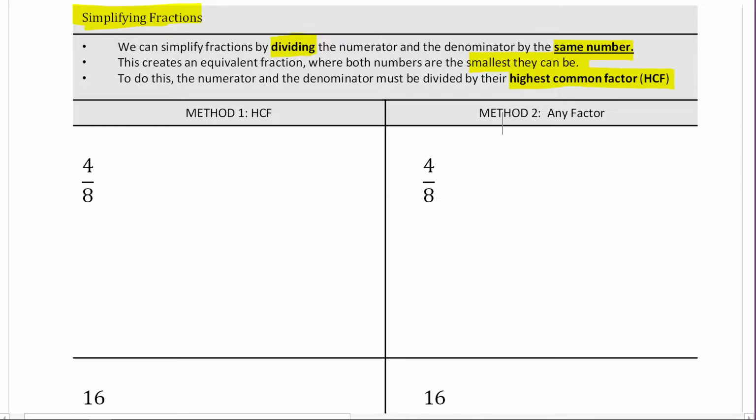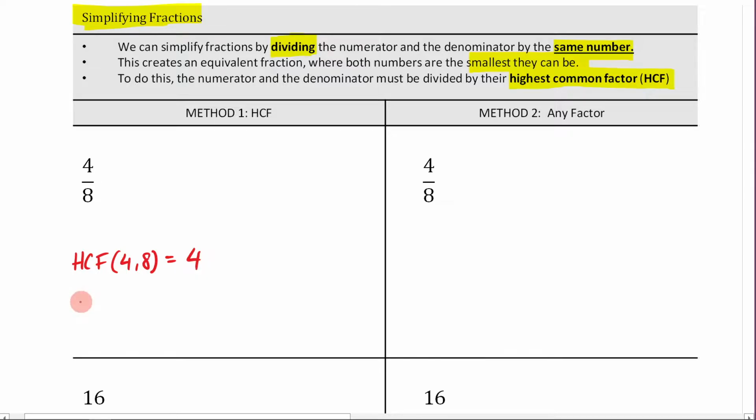So we're going to talk about two ways of going about this. Both ways work. One way is just a lot quicker than the other. So method one is when you just divide straight by the highest common factor. So when you're looking here, I've got 4 and 8. So I want to divide my numerator and denominator by the highest common factor. Hopefully you're able to recognize that really quickly. What's the highest common factor of 4 and 8? Hopefully you can recognize that it's going to be 4.